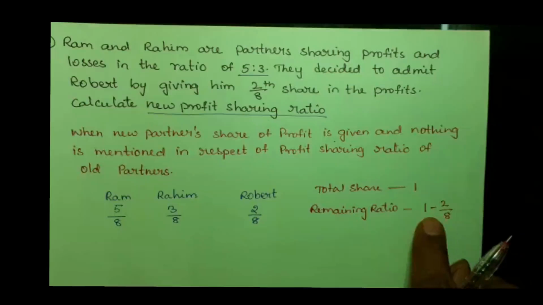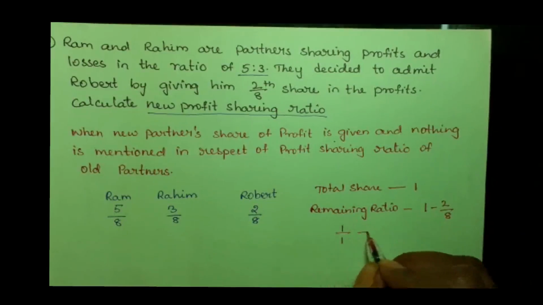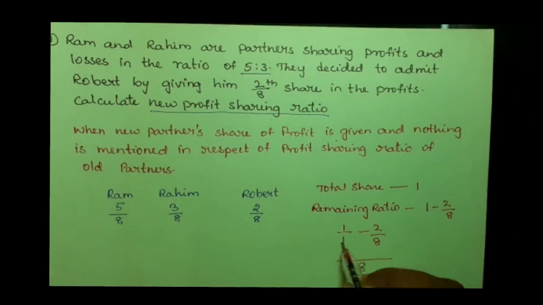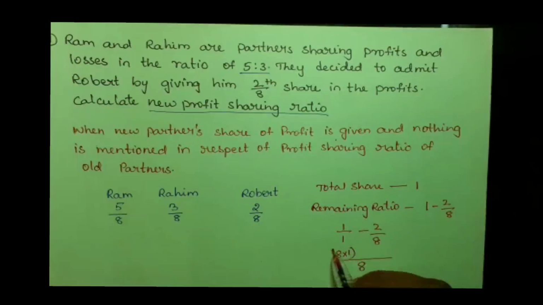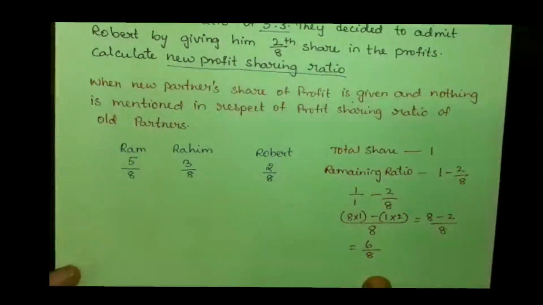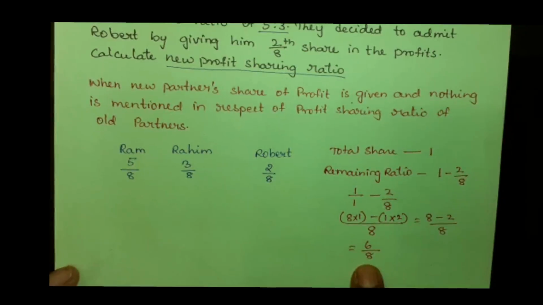Now, how to calculate this? 1 means we have to understand it as 1 by 1. So, 1 by 1 minus 2 by 8. You have to take the LCM for 1 and 8. The LCM of 1 and 8 is 8 only. So 1 goes into 8, 8 times. So 8 into numerator 1 is 8, minus, 8 goes into 8 one time, 1 into numerator 2. That is equal to 8 minus 2 by 8, which is equal to 6 by 8. So 6 by 8 is the remaining ratio.